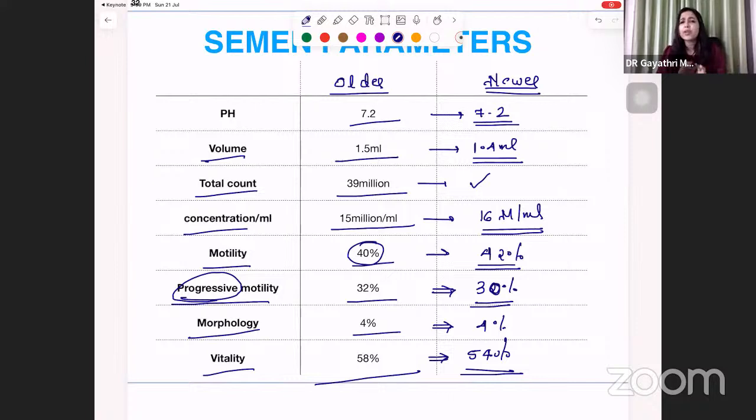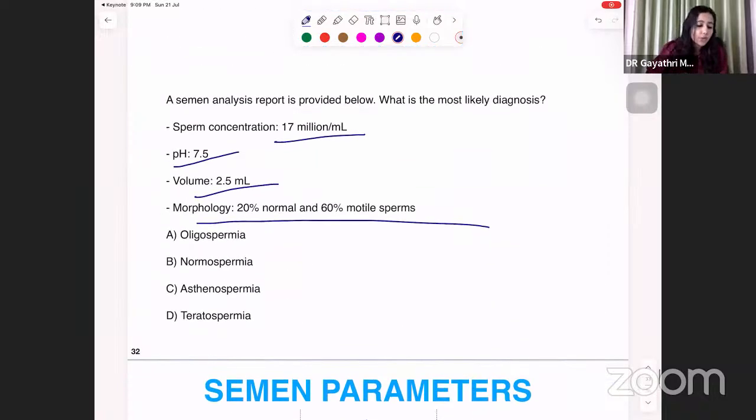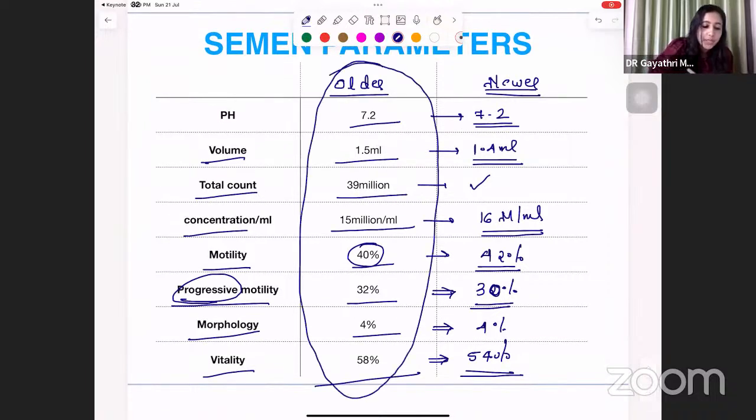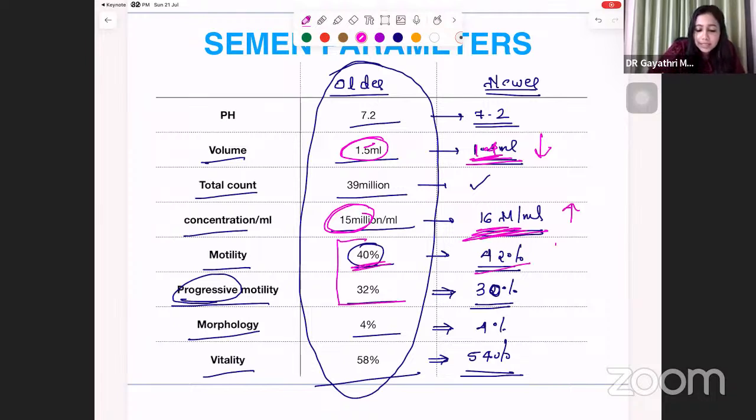As you see in this question, everything I have provided is in the normal range only. This is basically a case of normospermia. If you have already learned the older one by heart, just learn the changes. Small increase, small decrease. 1.5 has decreased to 1.4. 15 has slightly increased to 16 million. 40 has increased to 42%, 32 has decreased to 30%. So 1 increase, 1 decrease, 2 increase, 2 decrease; you can remember it like that. Rest everything is the same. Is it clear?